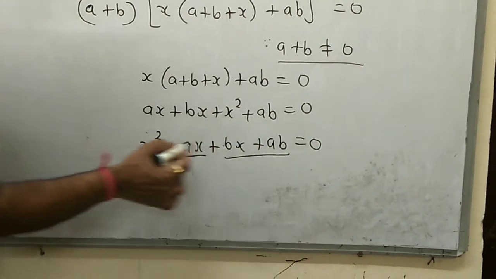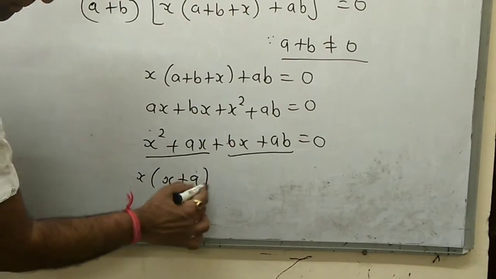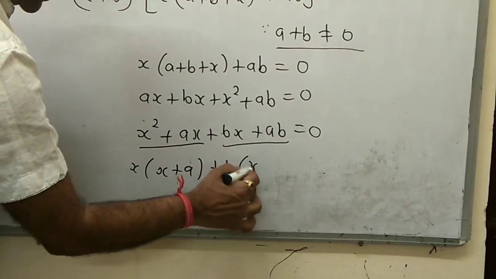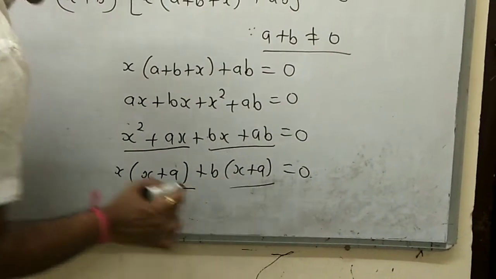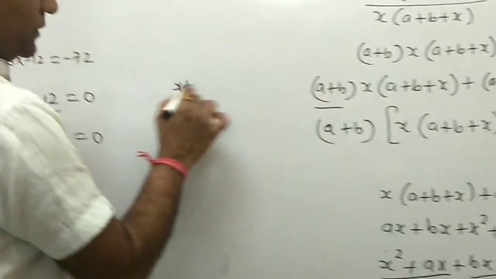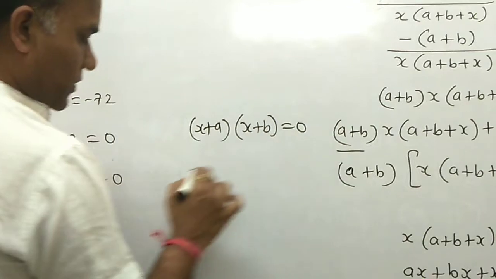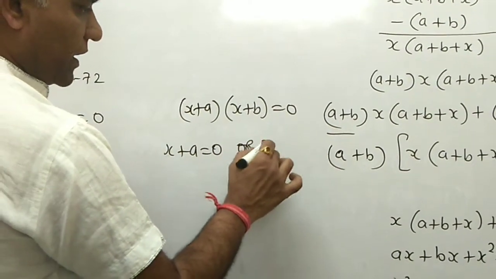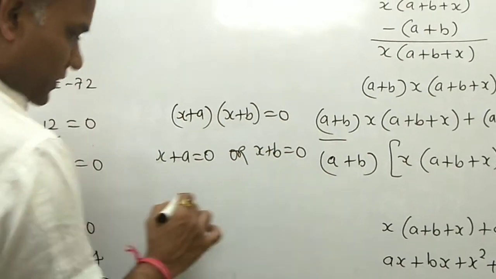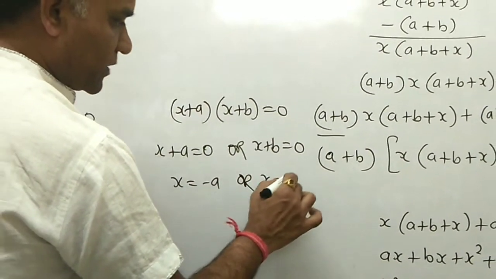So now you make the pairs. There are two pairs. In the first pair you take x common, so you have x plus a. Similarly, b is common in the second pair, then x plus a again, equal to 0. Therefore x plus a is the common factor, and the remaining is x plus b equal to 0. So x plus a equal to 0 or x plus b equal to 0. So x equal to minus a or x equal to minus b.